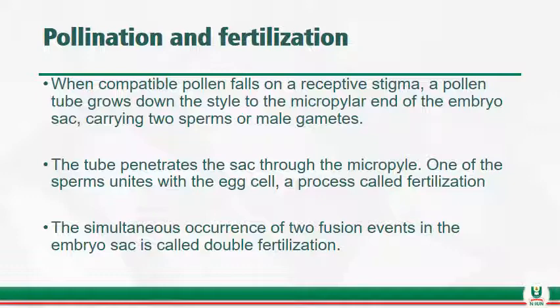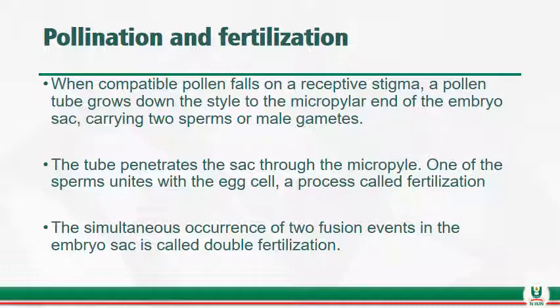So there's this pollen tube that grows down the style to the micropylar end of the embryo sac and carries the sperm or the male gametes. So what happens is that it gets it there, and the stigma now receives it, and pollination and fertilization take place. So pollination is just the transfer. Fertilization is the main thing. So that is what happens there.